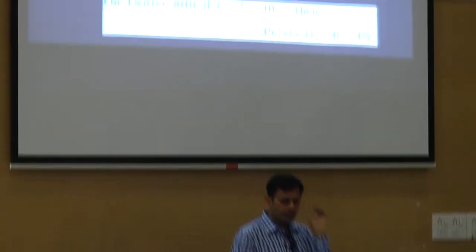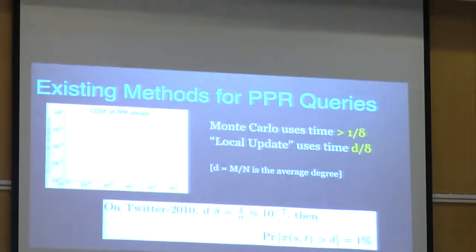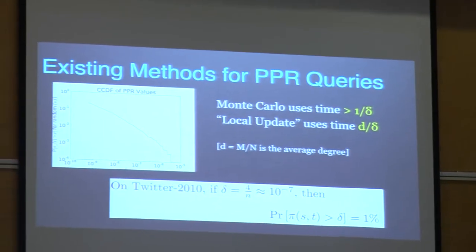So if you do personalized PageRank queries, you could do them using Monte Carlo. If you want, since I said I'm looking for threshold delta, and again think of delta as being 1 over n or 2 over n, you can use Monte Carlo. It will take time roughly 1 over delta, ignoring all the things that you need to do to get probabilistic certainty.